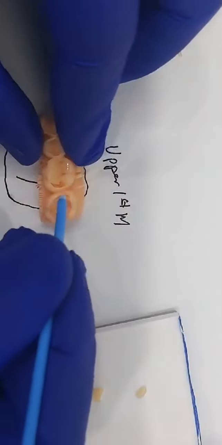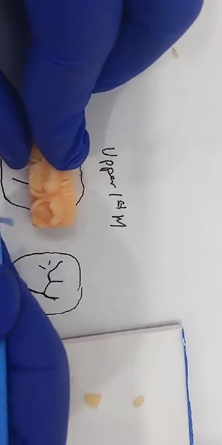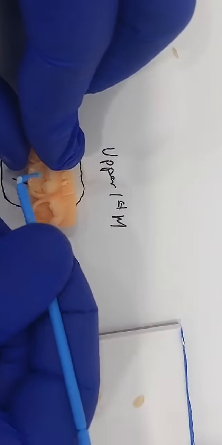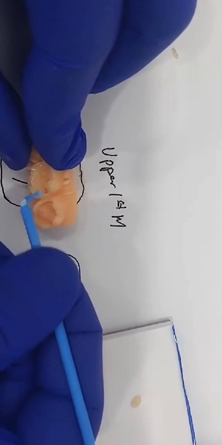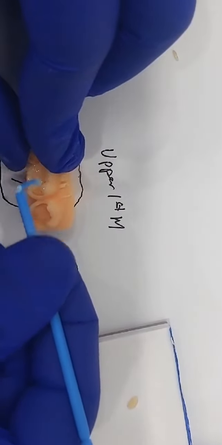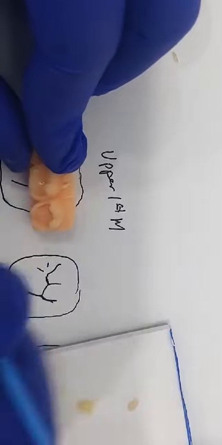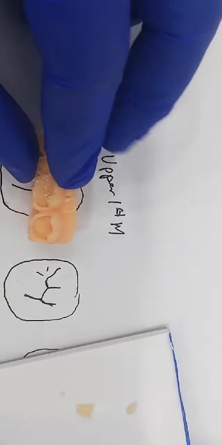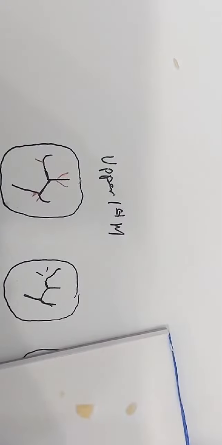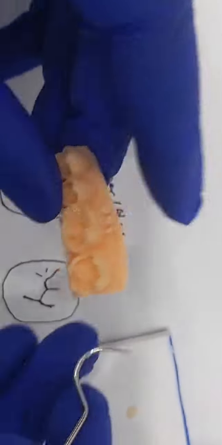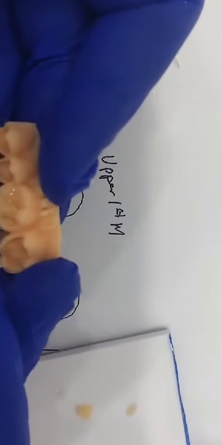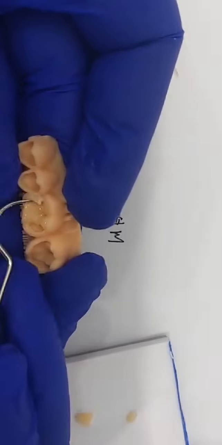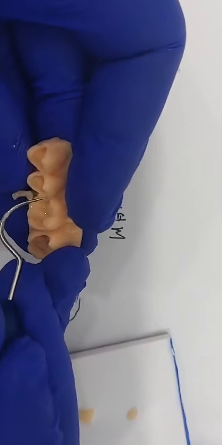So a micro brush really helps get rid of any voids there as well. I might have left this composite out a bit too long, so it's setting on me. So I'm just going to try and remove it with a stiffer instrument.